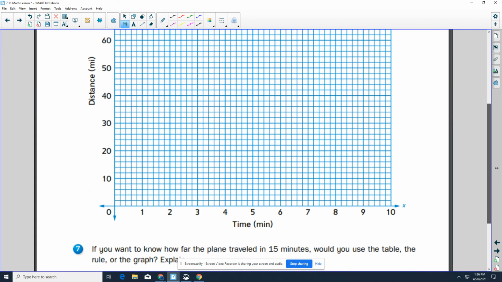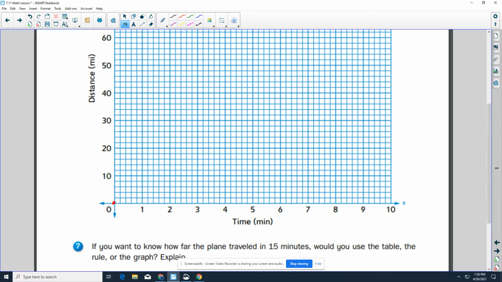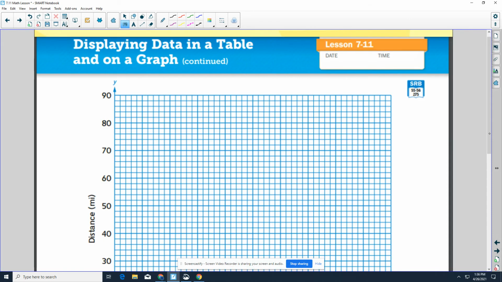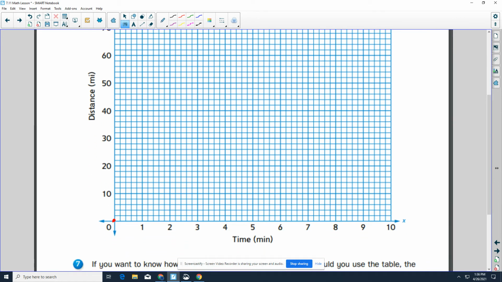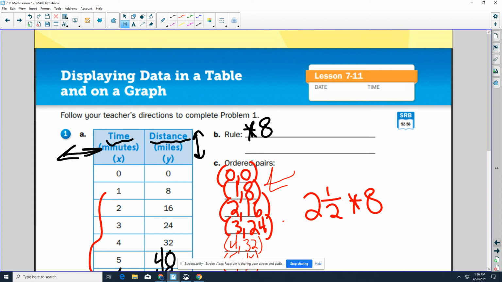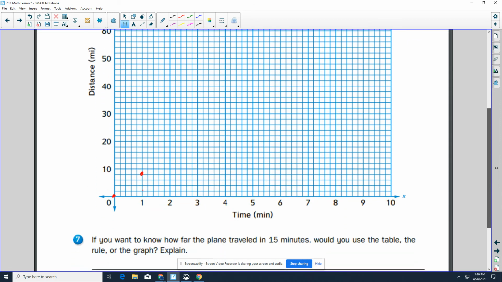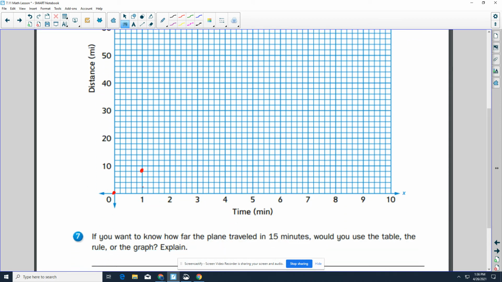So I always start at 0, 0, and I'm going to put my dot right here. Then I'll go back to my previous page, and I see my next ordered pair: the x is 1, the y is 8. So I go over 1, and I just count up by 2s: 2, 4, 6, 8. Then the next one is over 2, up 16. I start at 10 and count up by 2s: 10, 12, 14, 16, plot my point.